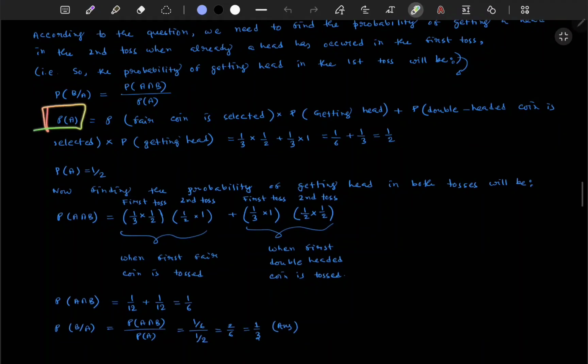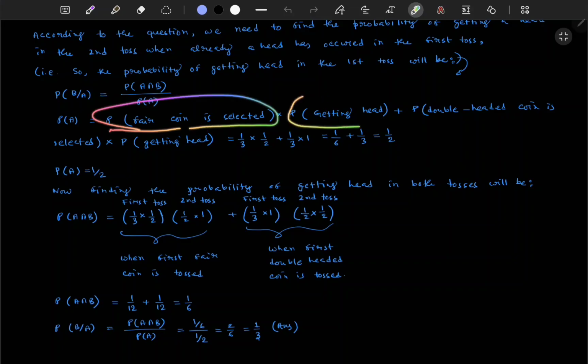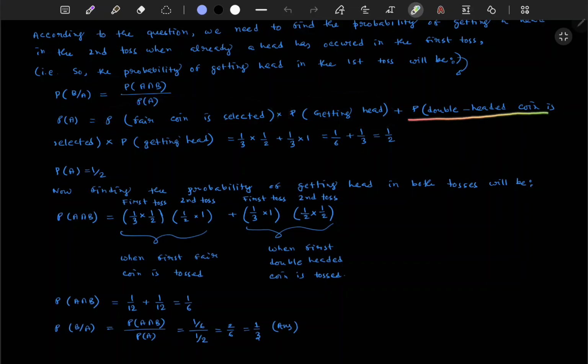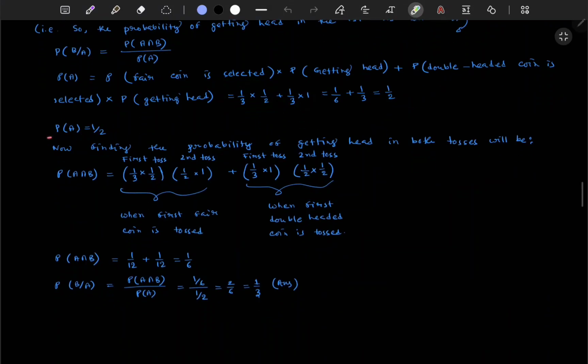So probability of A, that means the first toss is head, will be the probability that the fair coin is selected and getting head, or the double-headed coin is selected and getting head. Selecting the fair coin: out of the 3 coins, we need to select one, so it will be 1 by 3, and getting head will be 1 by 2 because one is head, another is tail. And if the double-headed coin is selected, the probability is also 1 by 3, and both sides are head, so the probability is always 1. Now multiplying and adding, you will get 1 by 2. So the probability of getting head is 1 by 2.